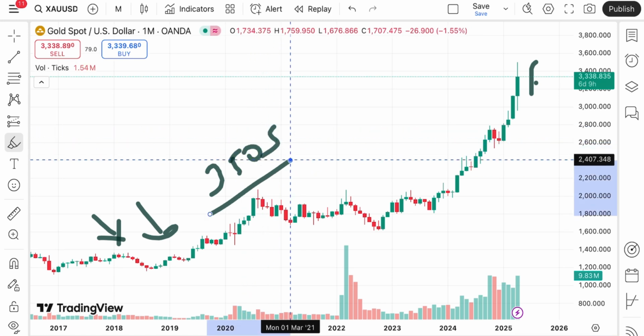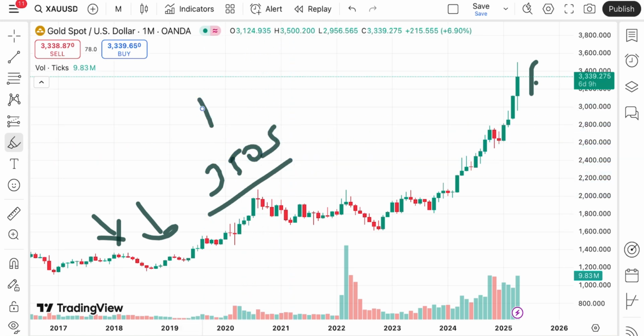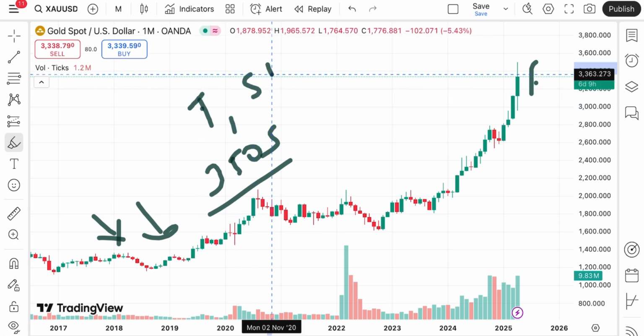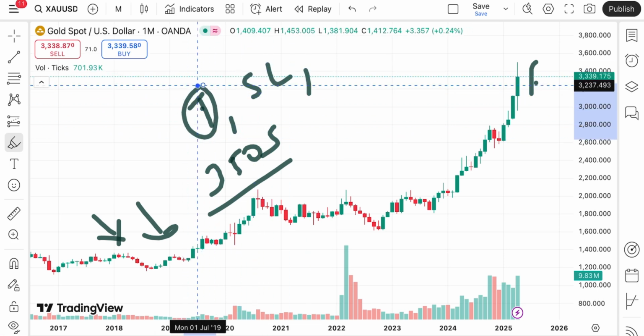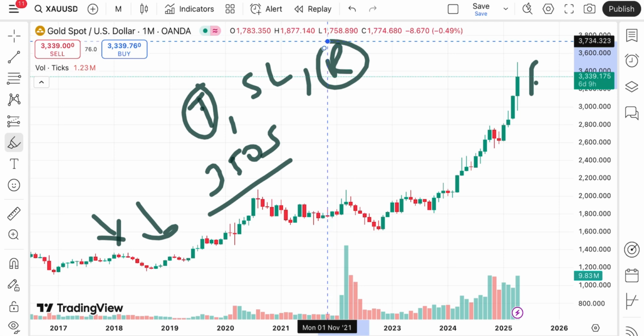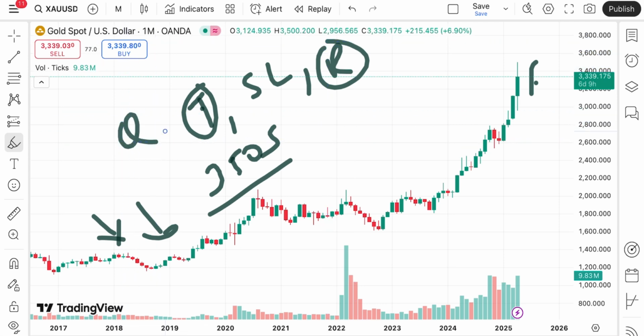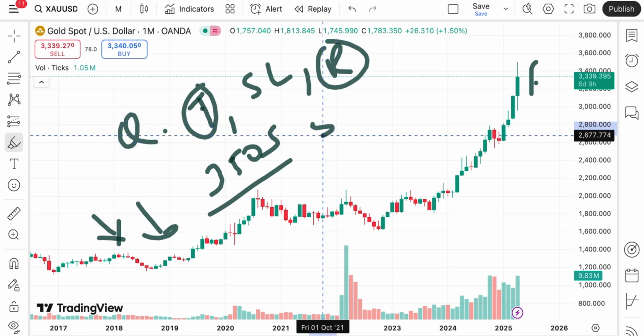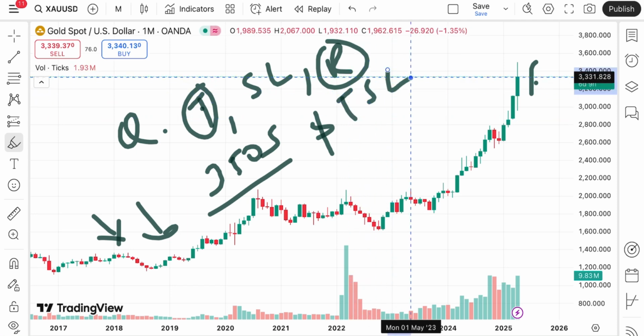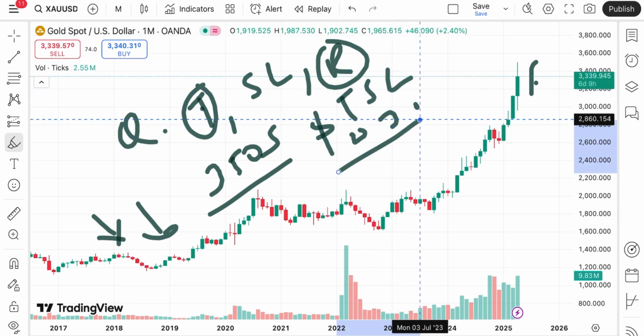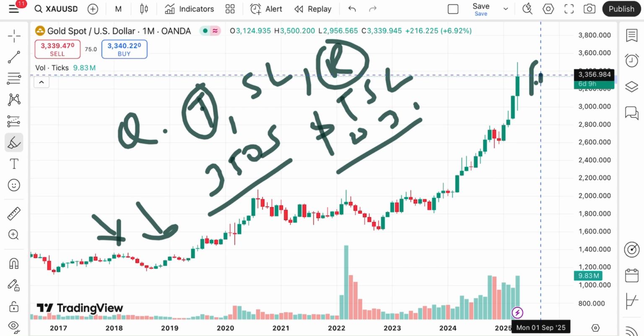See, this is a month chart, so your target will be different, SL will be different, and your risk will be different, because this is the month chart, so you have to decide your quantity as per that. Now the best thing you can do is trail your SL by around $20 to $30, so you can capture a big movement towards the upside.